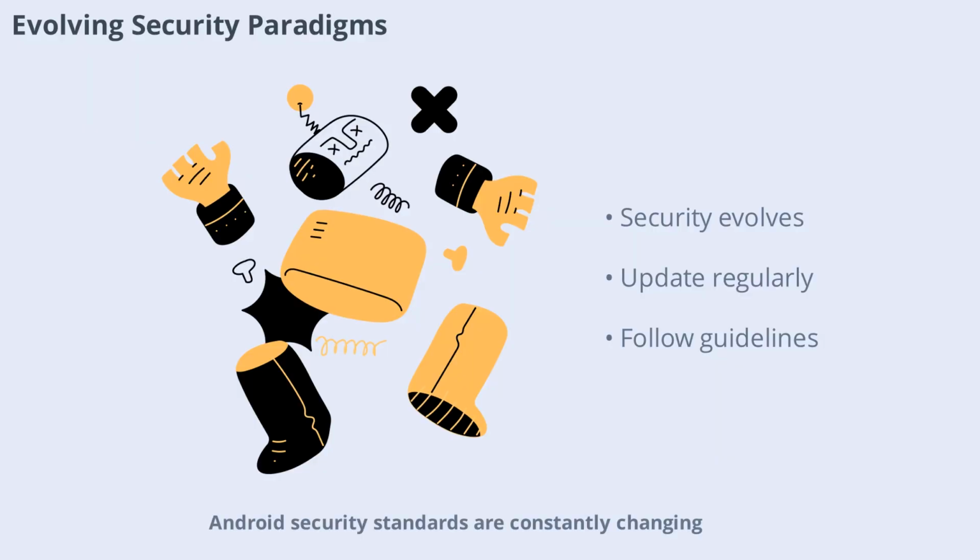Android security standards are constantly changing. What was considered best practice just a few years ago may now be outdated or even insecure. Staying up to date with the latest security paradigm is crucial for developers. This means regularly reviewing your code, updating dependencies, and following the latest guidelines from trusted sources. In this scene, we'll highlight the importance of continuous learning and adaptation in secure app development.